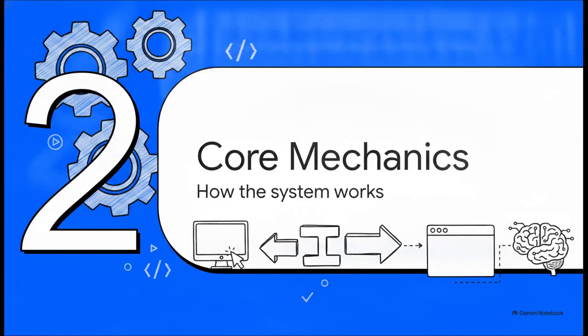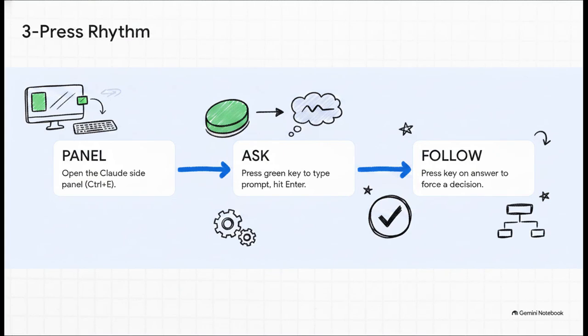Okay, moving on to part two. Let's talk about the core mechanics of how this whole thing actually works. The whole system is built on this really cool core habit called the three-press rhythm. This completely standardizes how you interact with AI anywhere on the web.